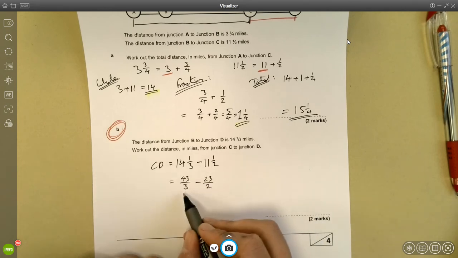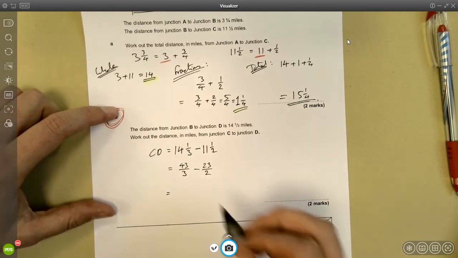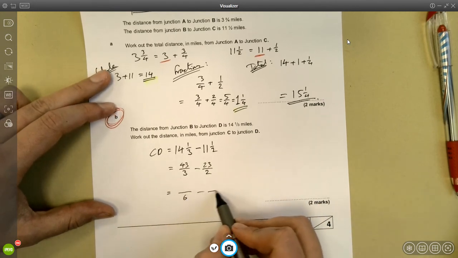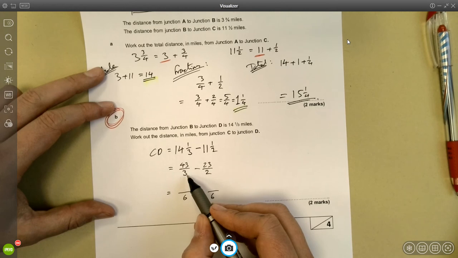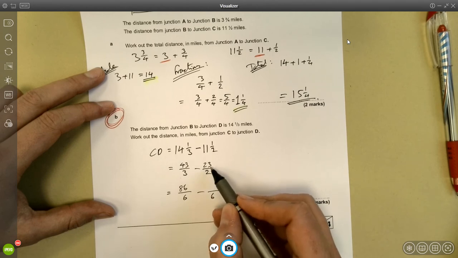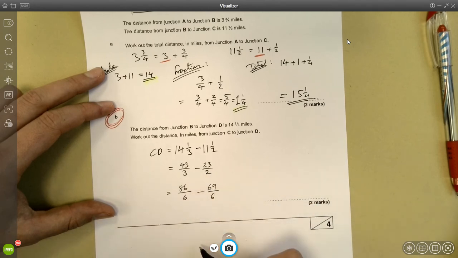All right. We need a common denominator. Well, let's look at this lowest common multiple. We're going to think, well, go up in the 3 times table, go up in the 2 times table. We're going to use 6. So we need to double the bottom, double the top. So we've got 86 here. We're going to times everything here by 3. So we're going to get 69 there.